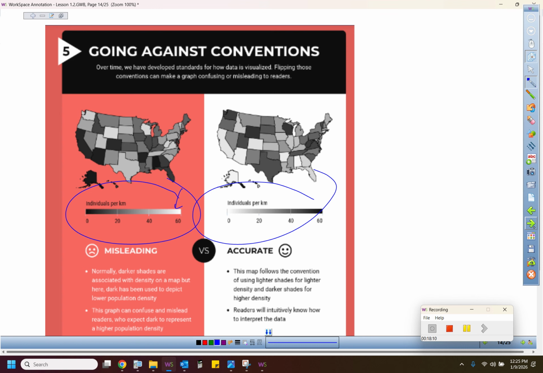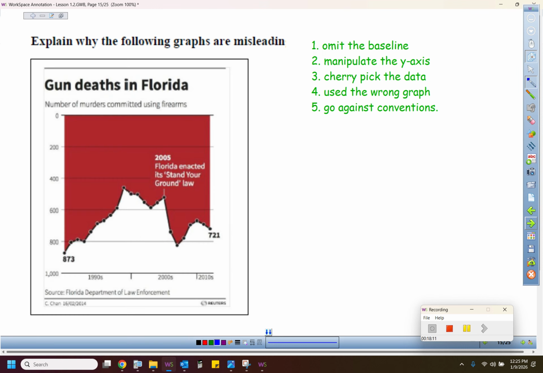Let's try a few that we have right here and see what you think. There's five ways right there. Here is a graph. It's on your paper as well. What a weird looking graph. These are the gun deaths in Florida from the 90s to 2010s.